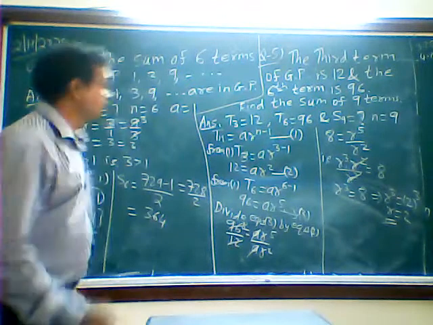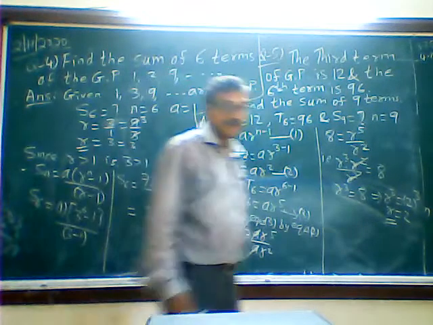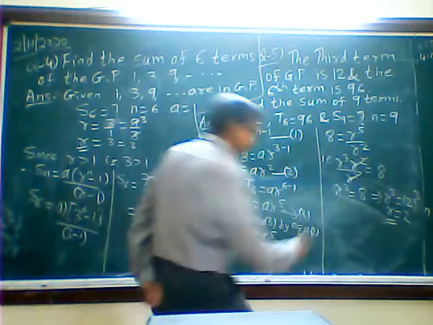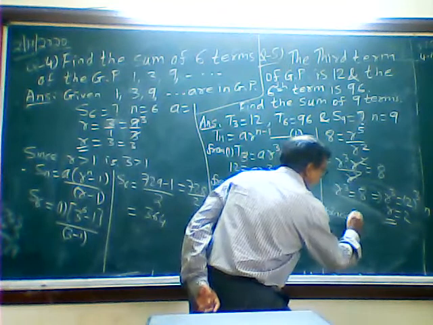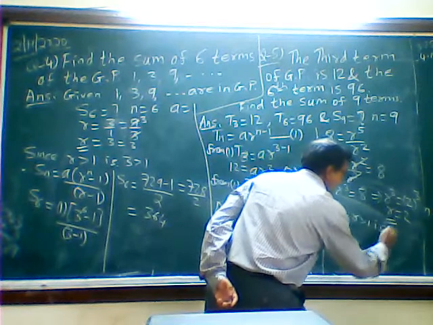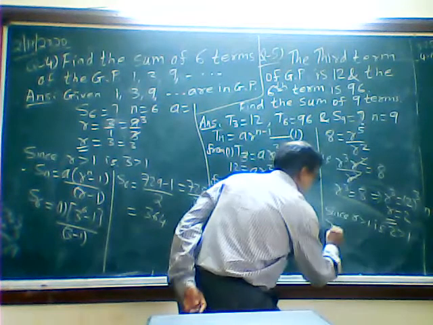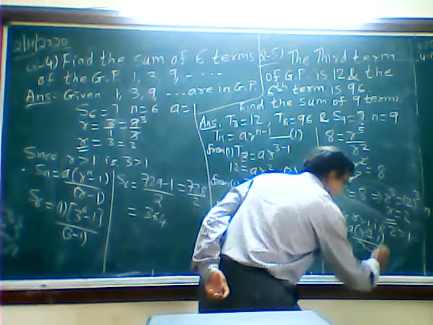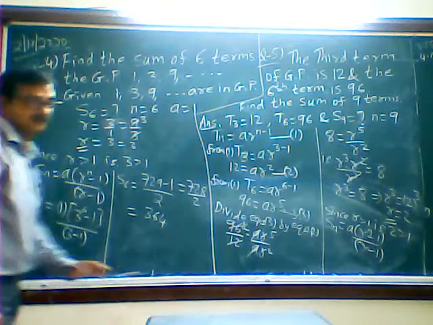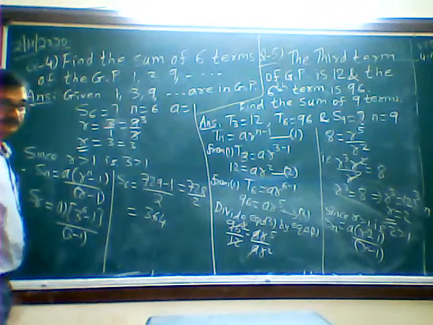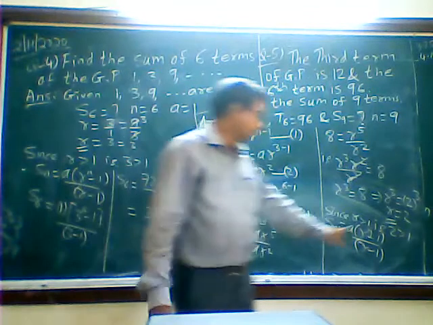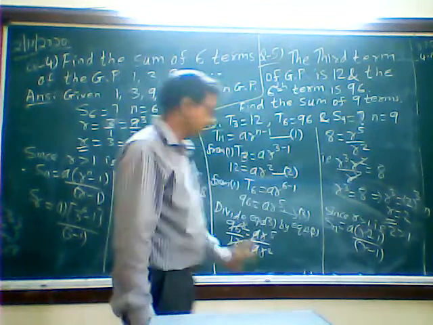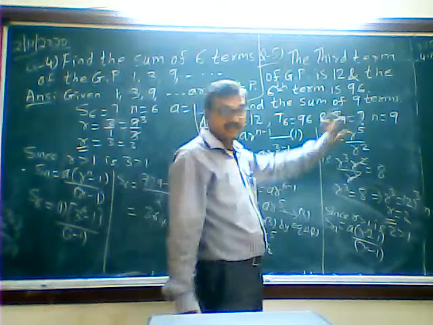Okay, so now what is the question asked? Find the sum of 9 terms. Now r is equal to 2, which means r is greater than 1. Since r is greater than 1, that is 2 is greater than 1, the Sn formula will be A into r raised to n minus 1 divided by r minus 1. What is asked? S9 is asked.